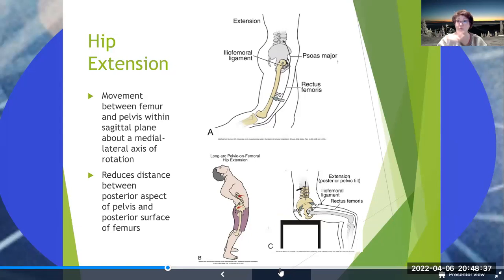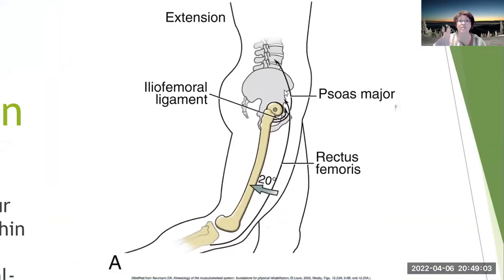Remember that when we talk about hip muscles. Muscles that do hip extension are going to run posterior to the medial lateral axis. So same kinematic strategies, you can have closed chain or open chain, long arc or short arc. It can be the pelvis moving on the femur or the femur moving on the pelvis. So this one is open chain, long arc, femur on pelvis, hip extension.